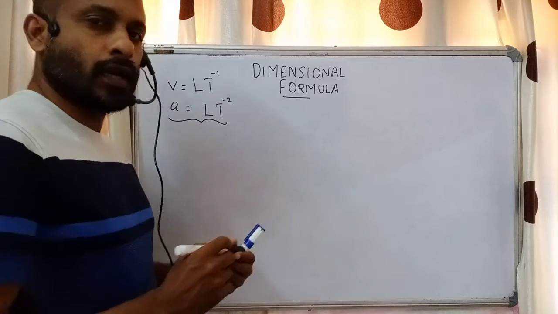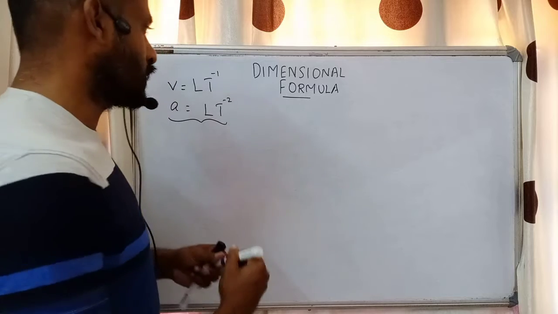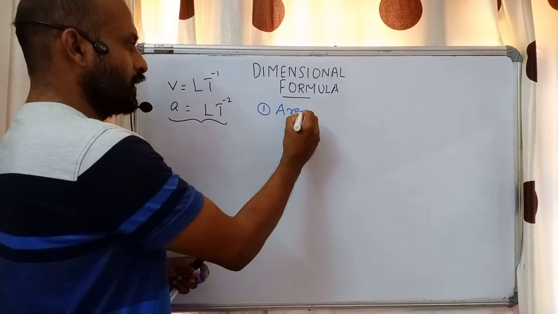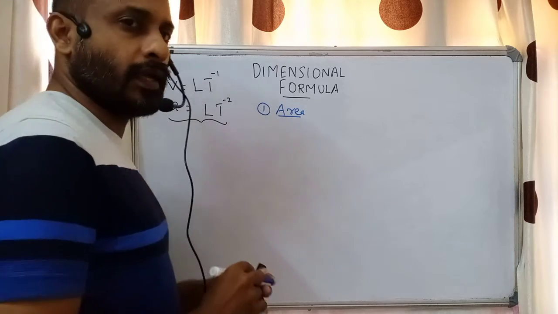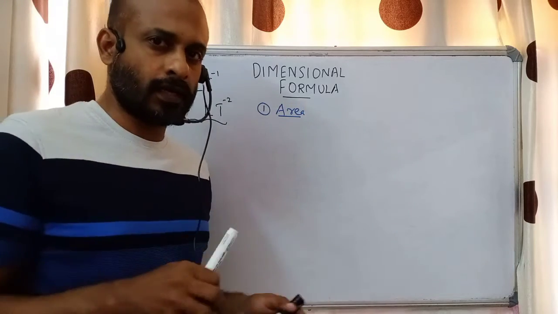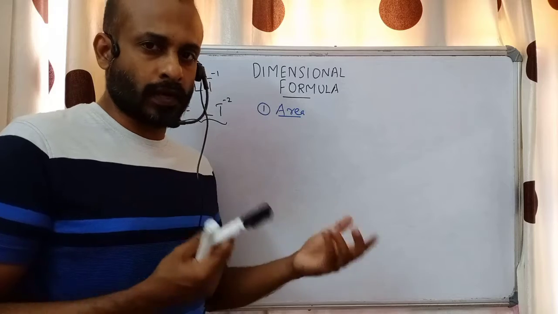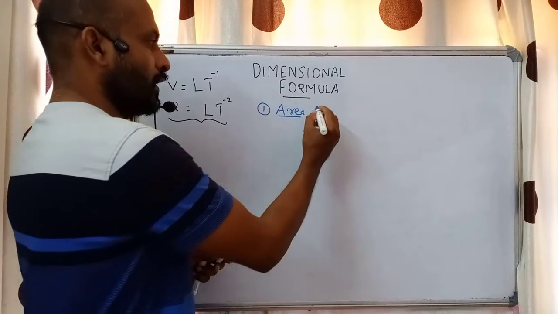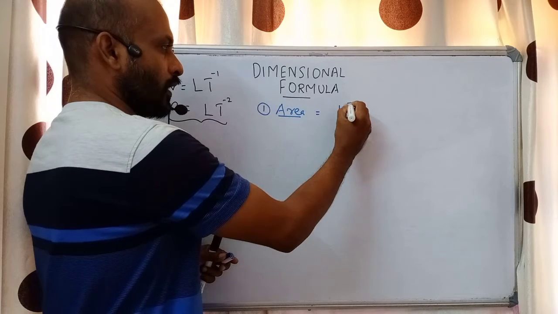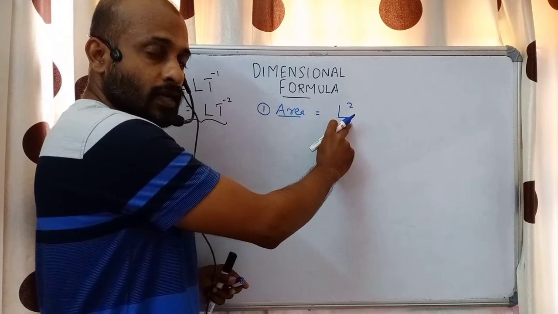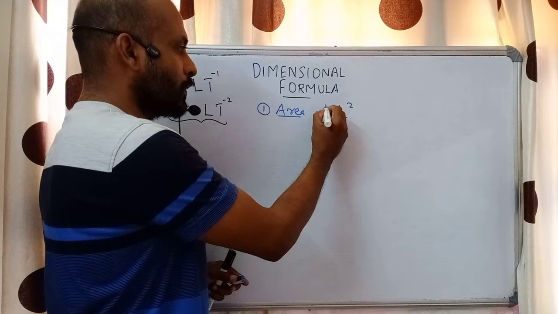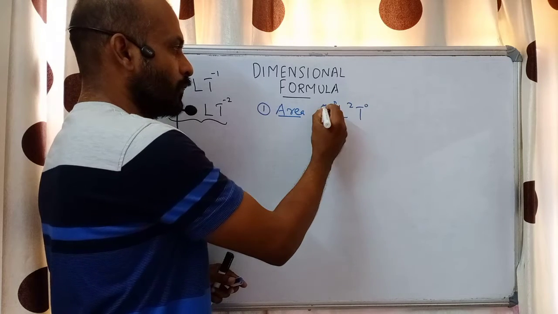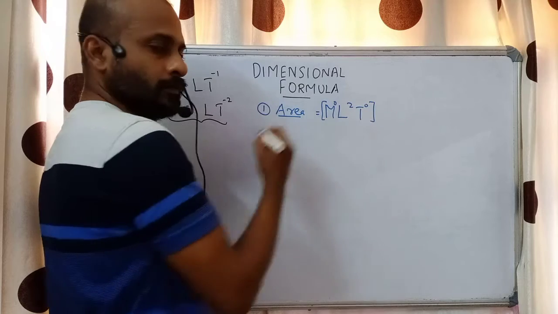So now we'll start with the first one. We can write area. When you find the area of either a square or rectangle, we are multiplying two lengths. So what is the dimension of the area? Dimension of area will be L square. You have to multiply two lengths, each length has dimension L. So what is the dimension formula? M raised to 0, L raised to 2, T raised to 0. It is the dimension formula of area.